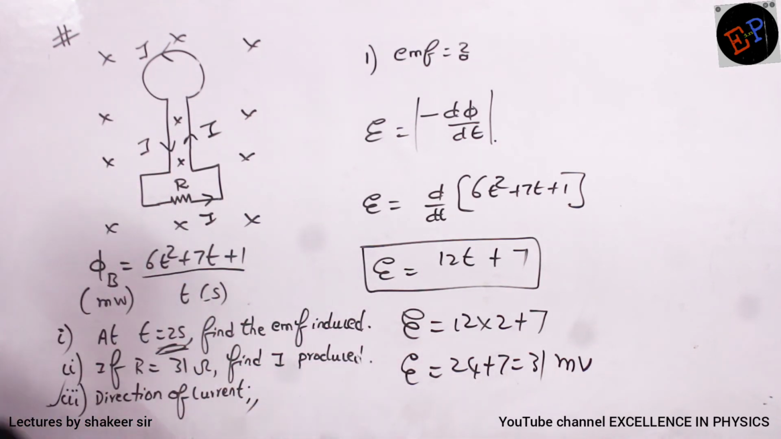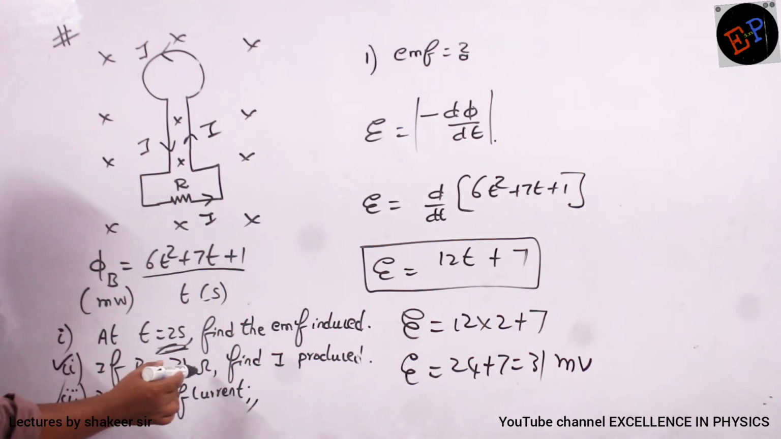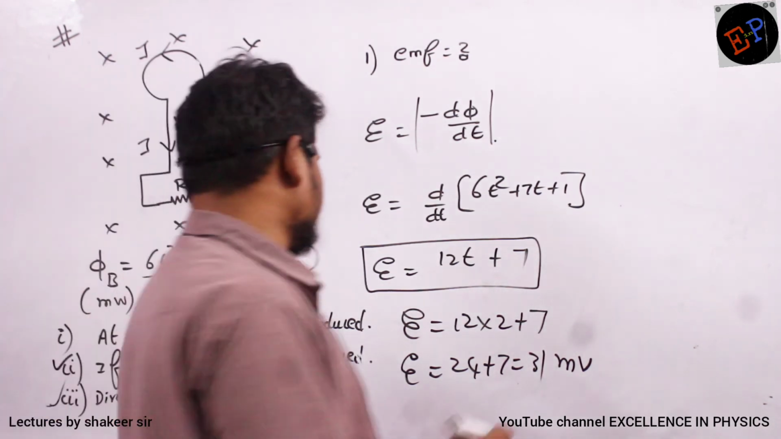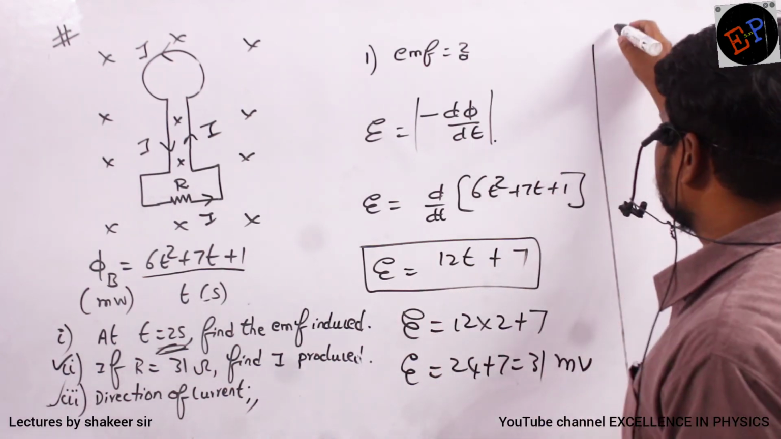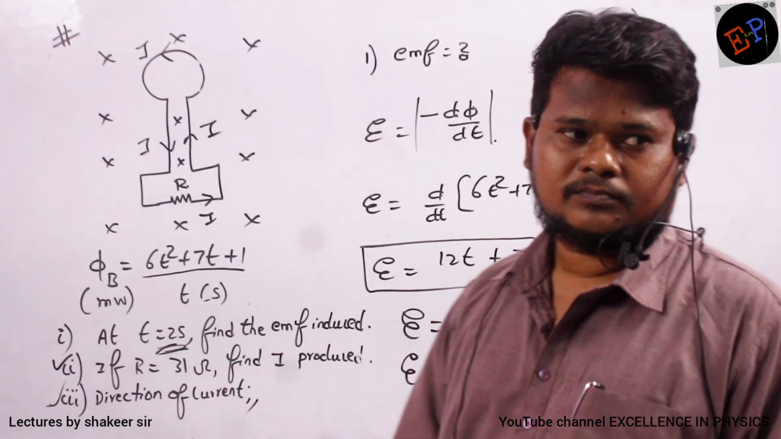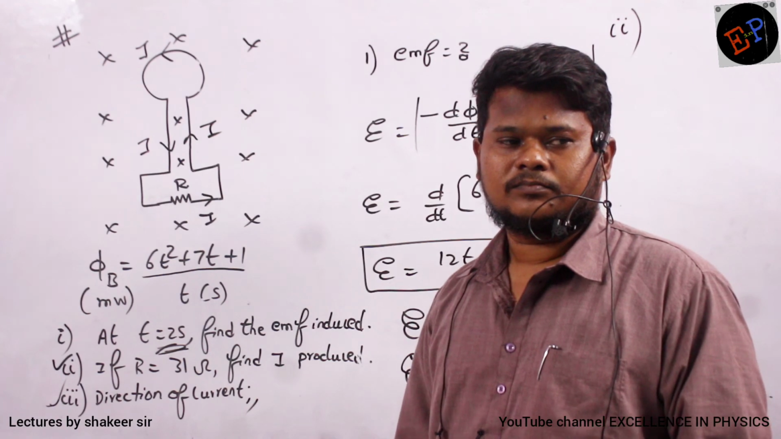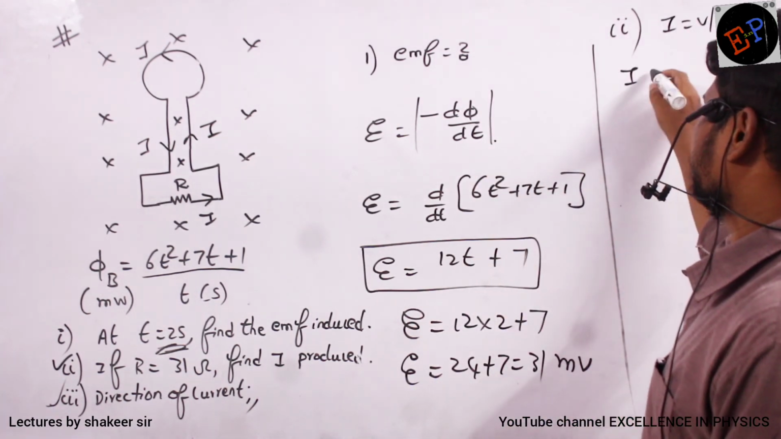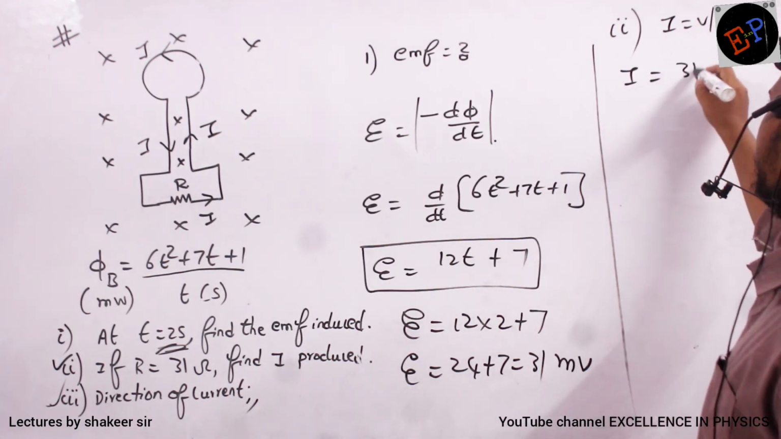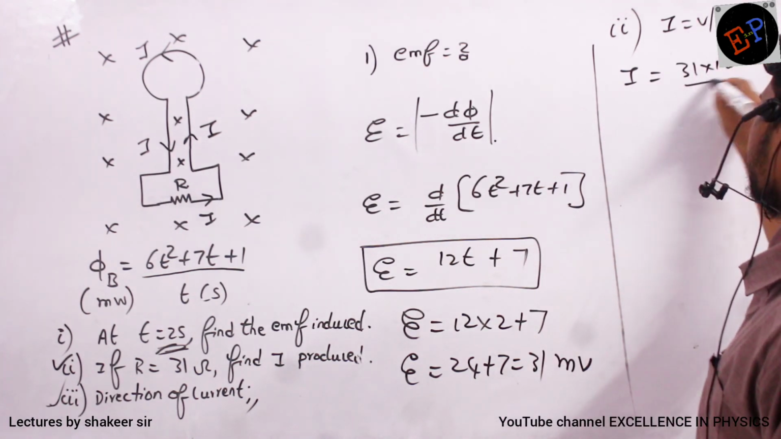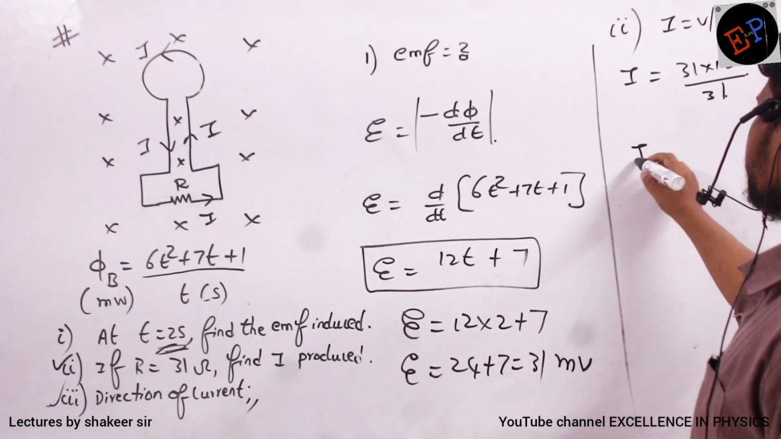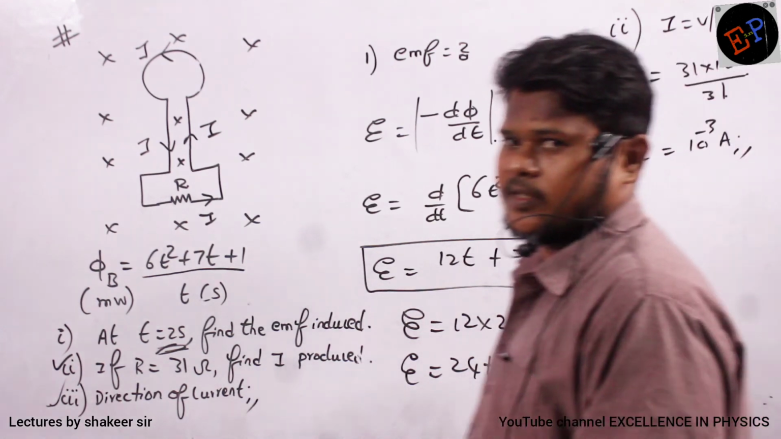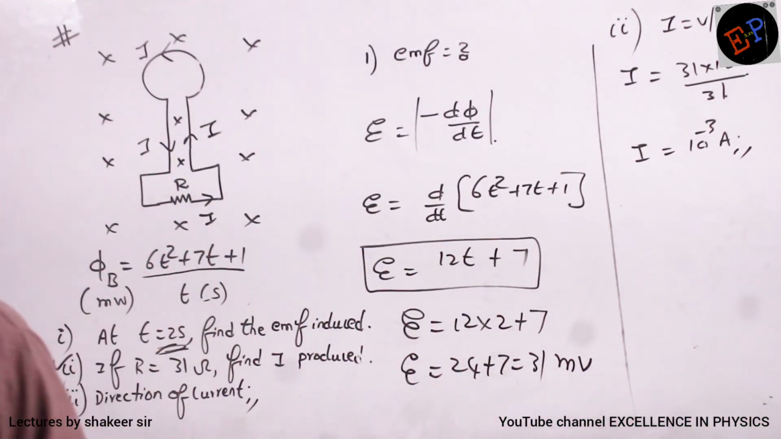Now see what is the next question. If the resistance of this circuit is 31 ohms, then what is the current produced? How to calculate the second question? Ohm's law is there, no? I is equal to V by R. What is the EMF produced? 31 into 10 power minus 3 divided by resistance 31. So the I value is 10 power minus 3 amperes. This much amount of current will flow in the coil. That's it. Have you understood? Very simple.